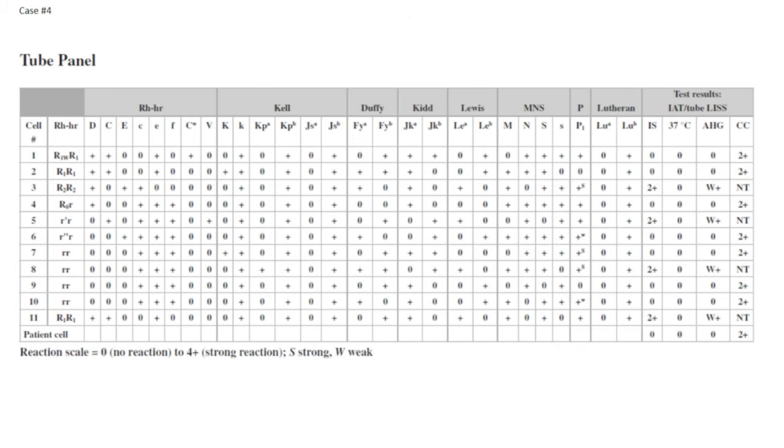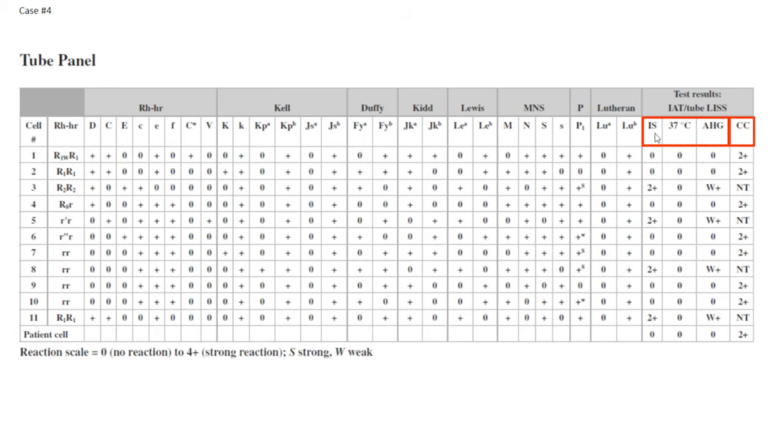So here, what is one difference you see on this panel now in terms of the phases that we're reacting at? So we see an addition of the immediate spin phase in the test results, and that's showing positive reactivity for 4 cells. That's corresponding to the weak reactivity on AHG as well.